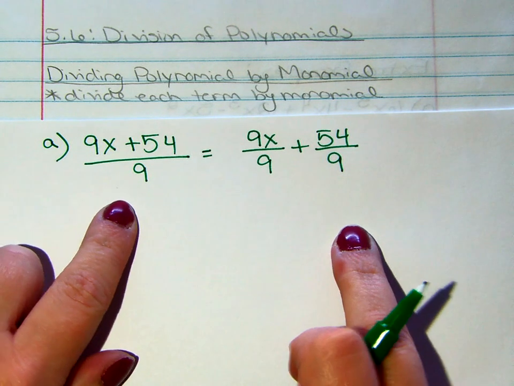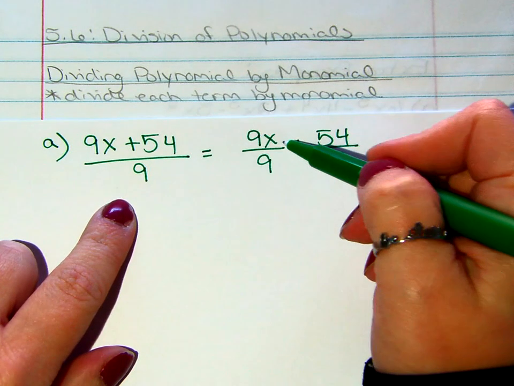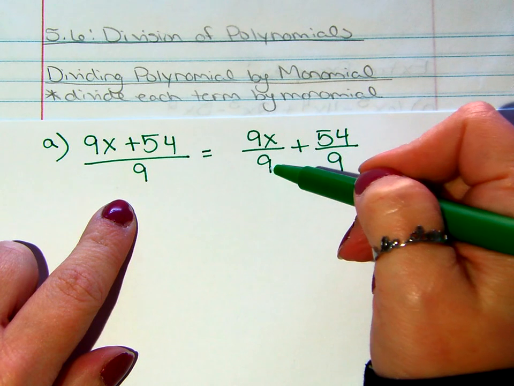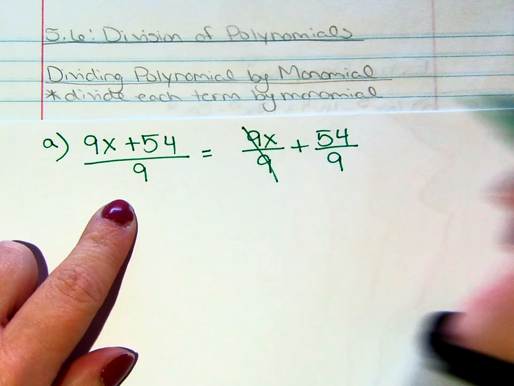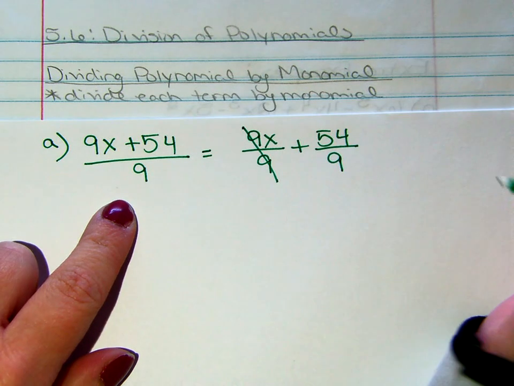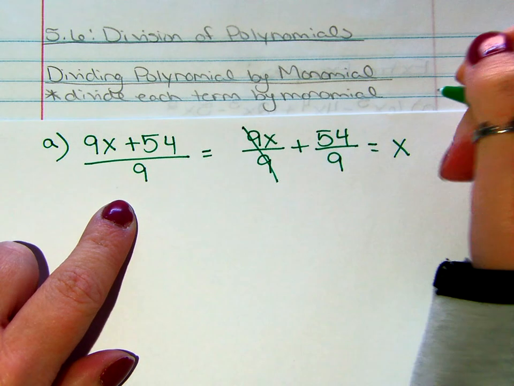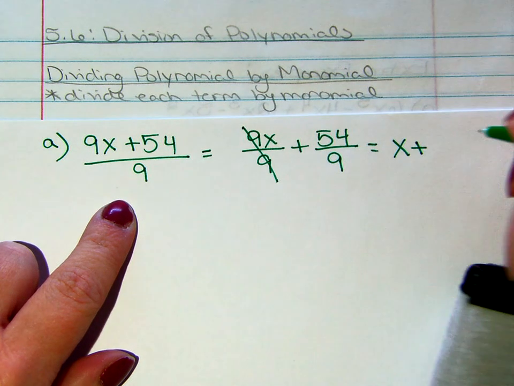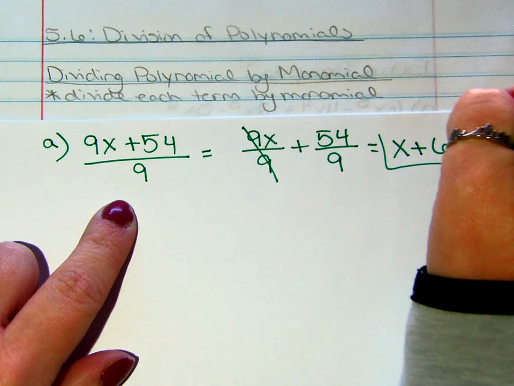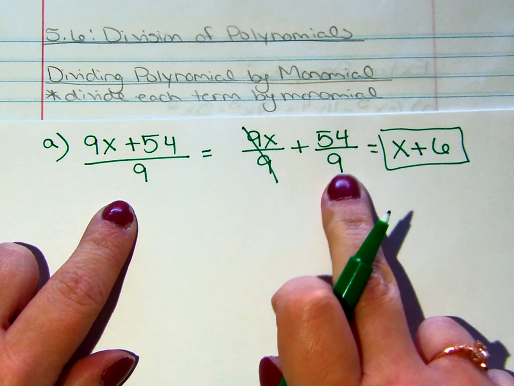Okay? So here I see with 9x over 9, notice I have a 9 on both top and bottom. So that simplifies away, leaving me with just the x. And then what is 54 divided by 9? 6. It actually simplified down to a nice number.